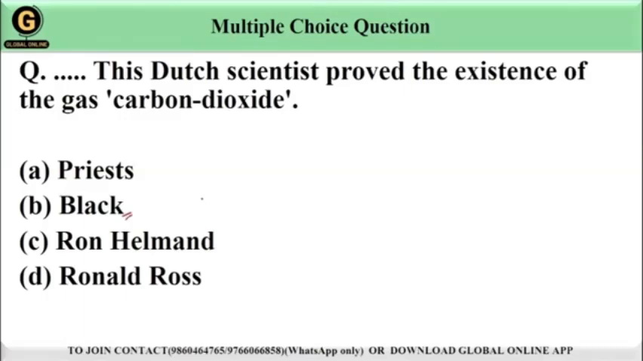He demonstrated that carbon dioxide is a distinct gas which is different from air, and he referred to it as fixed air. His experiments were important in the study of gases and helped lay a foundation for the development of modern chemistry. So the credit of discovering carbon dioxide is given to Joseph Black, which is option B among the given options. So the correct option is B.